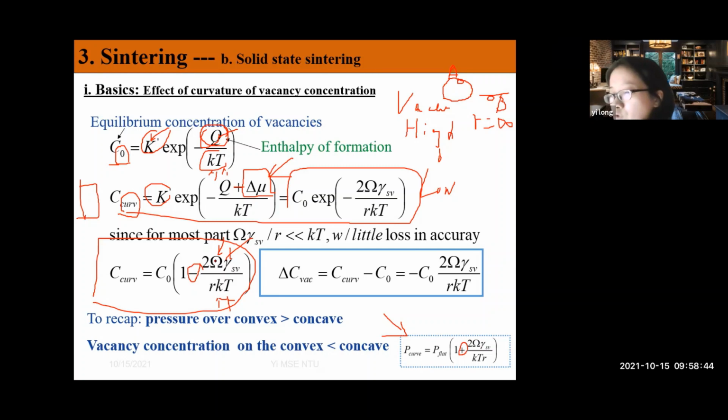So let me ask you this question. For the convex and the flat surface, which one has higher pressure? I'm talking about pressure. Which one has higher pressure? Correct, thank you, Sean. Thank you, Lida. Yes, convex, right? Pressure is higher at the convex compared with flat, compared with concave.